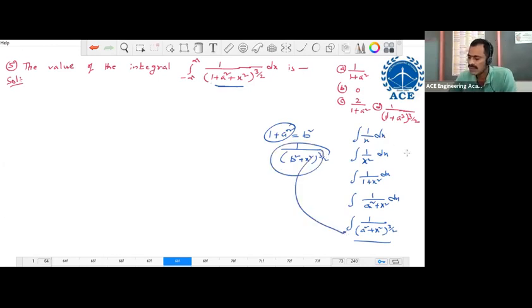For the earlier forms we have formulas, but for this there is no formula directly. So we can do this type of integral by the substitution method only.